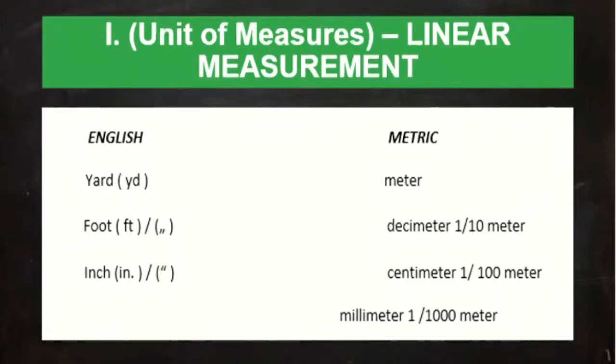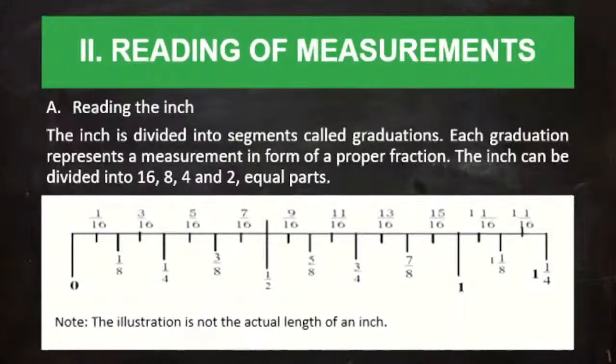Part 1. Unit of measures, linear measurement. English: yard, foot, inch. Metric: meter, decimeter, centimeter, millimeter. Reading of measurements. Reading the inch. The inch is divided into segments called graduations.